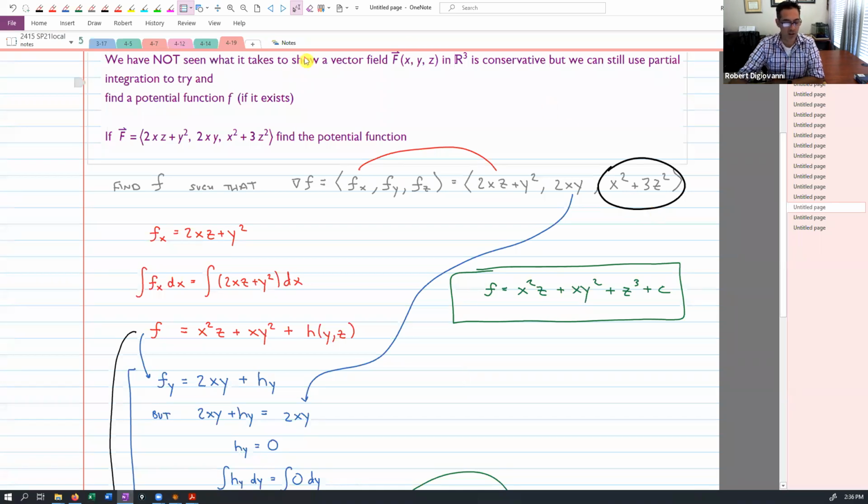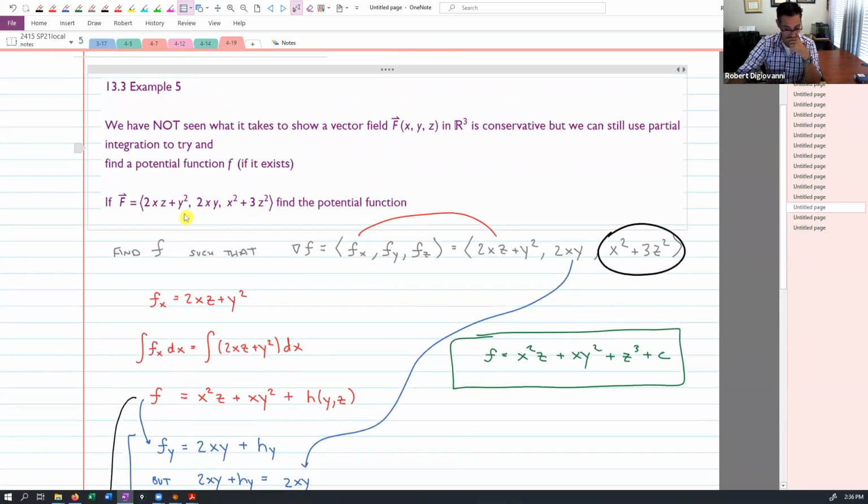So this particular vector function, this one that we were looking at, we were able to find a potential function. Do you think that every vector field has a potential function?